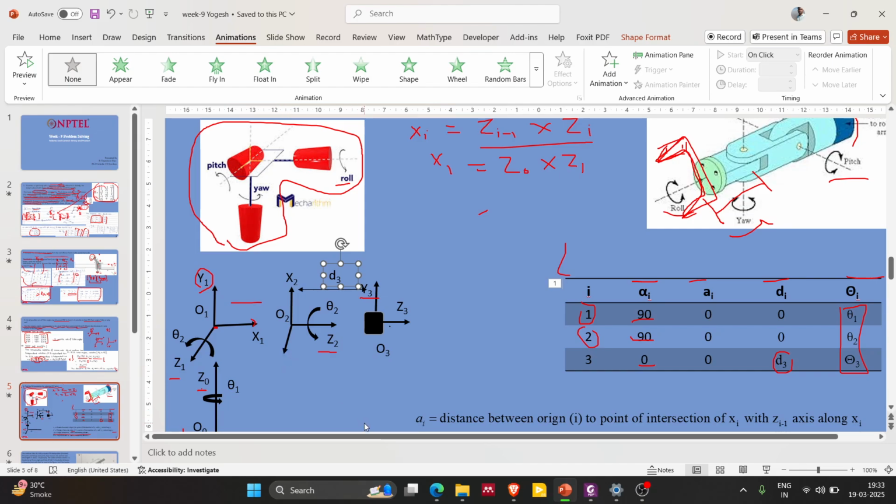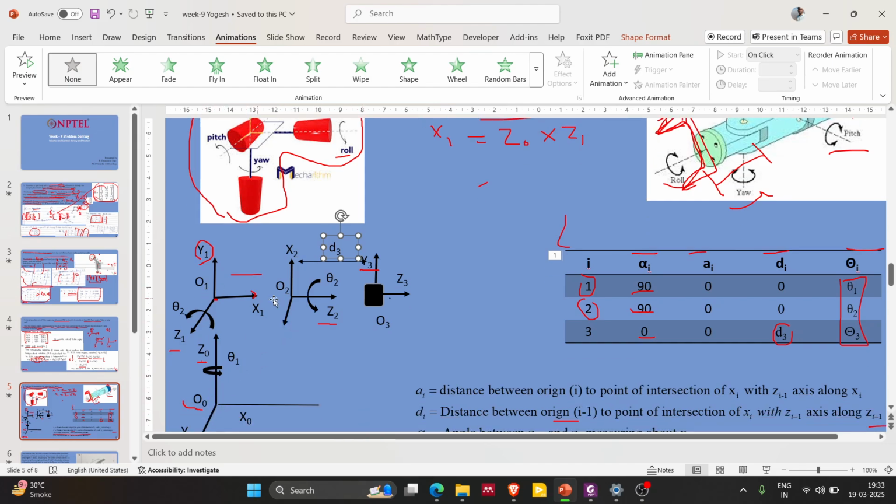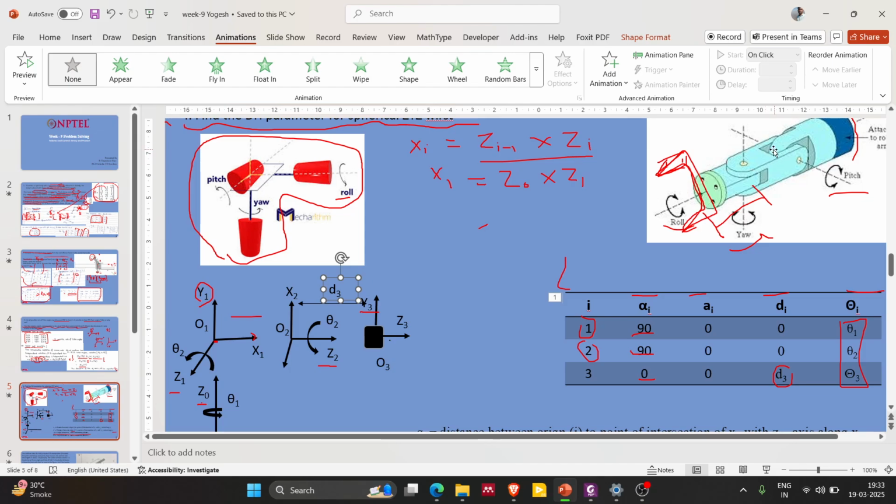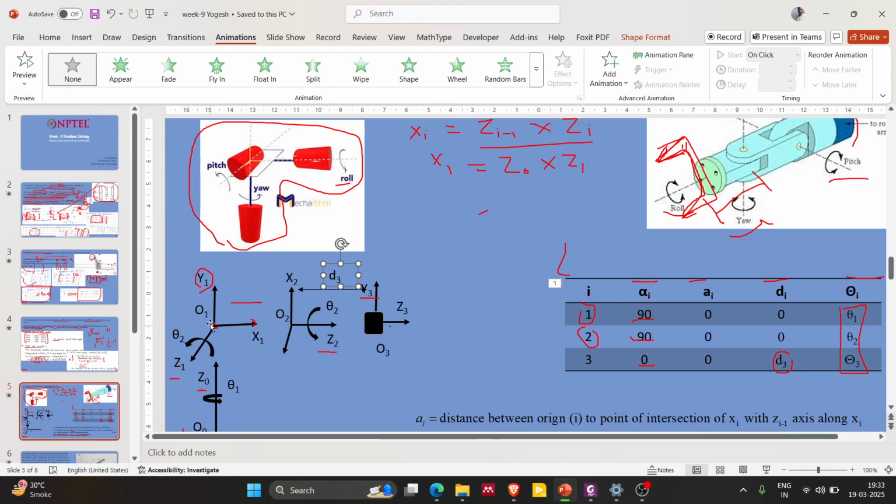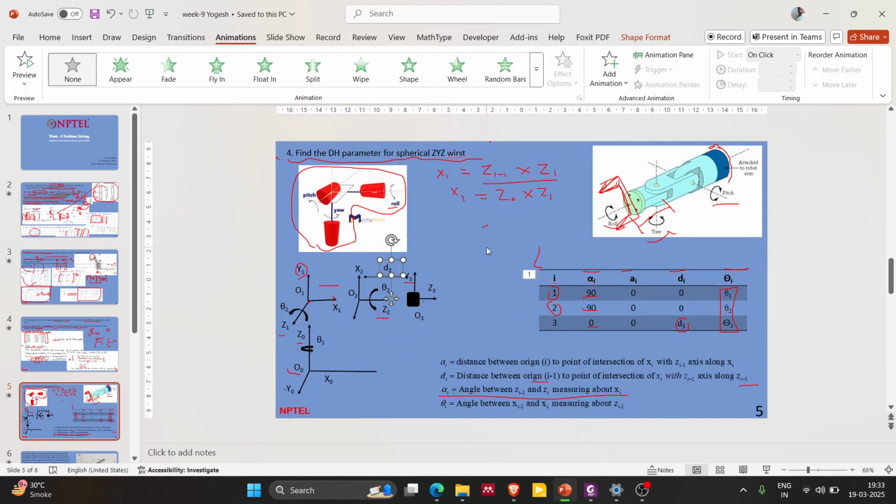The origins O0, O1 and O2 are actually the same, because there is no distance between them. So Z0, Z1, Z2, all three have the same origin.